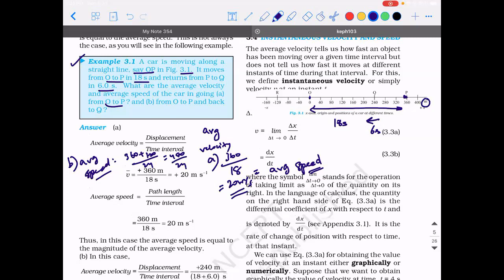Similarly, what is going to be the average velocity in this case? So 240 divided by 24, 10 meter per second. Very good. I hope this point is clear to everyone, right? Why is it 240? Because the displacement between the points O and Q is the shortest path between them. So when you join from O to Q directly, the displacement is 240, but the time it took is 18 plus 6, that is 24.